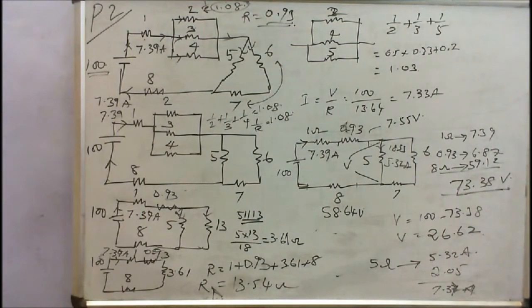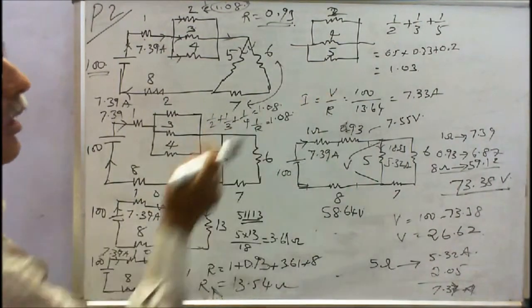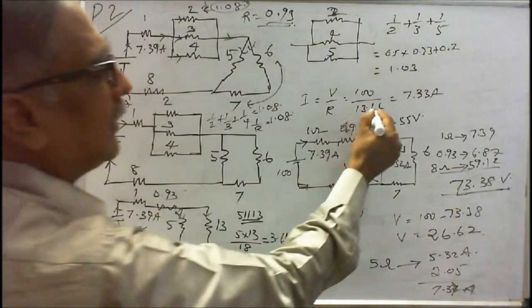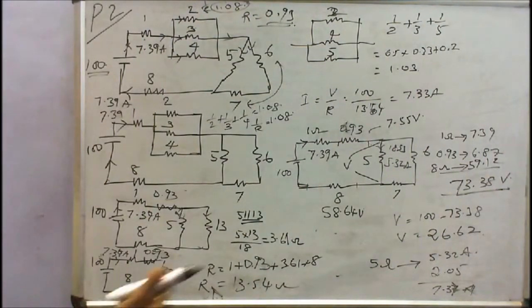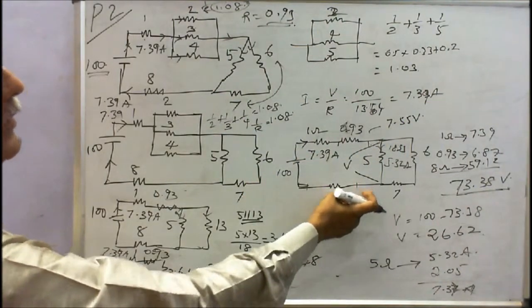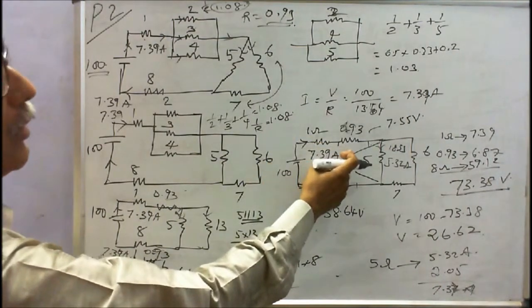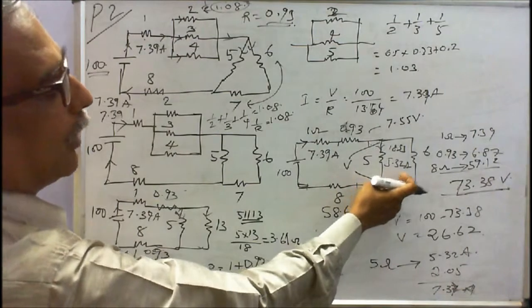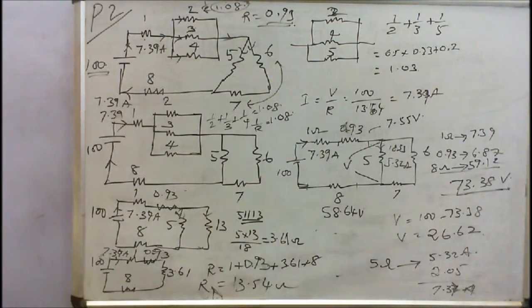Next I have to compute the current. I can easily find the current. I is equal to V by R. Therefore, with 13.54, I will get almost 7.39 amps. I can again redraw the diagram like this. This current is 7.39, and 1 ohm, 0.93 ohm, and this is 5 ohm. My aim is to find the current flow in the 5 ohm resistance.